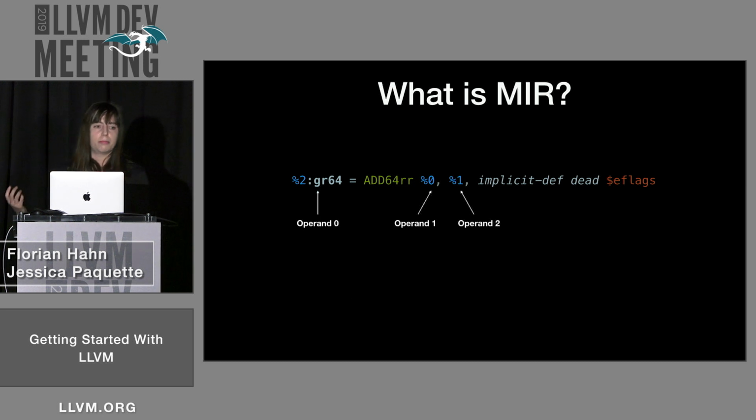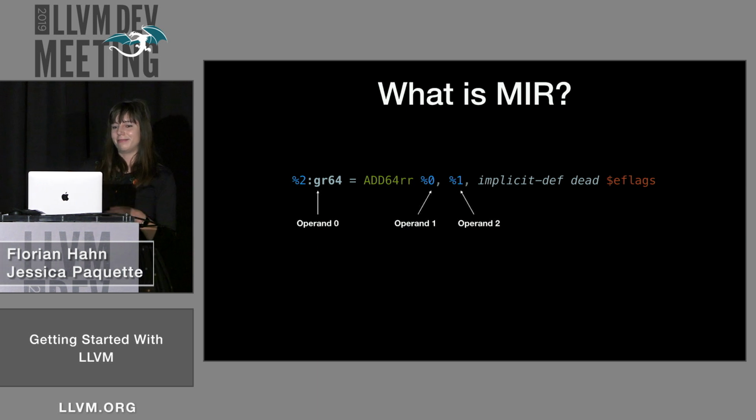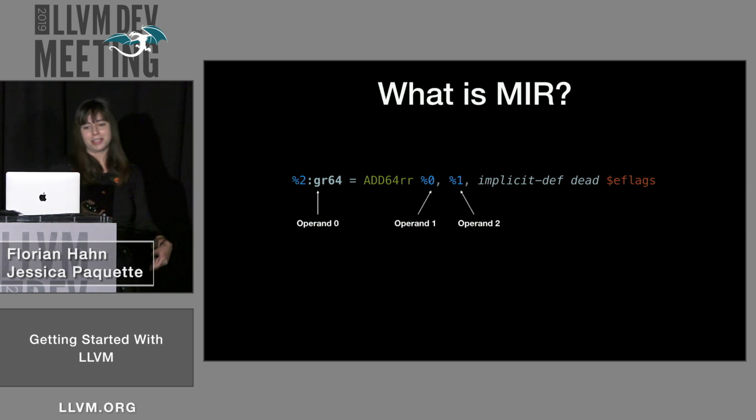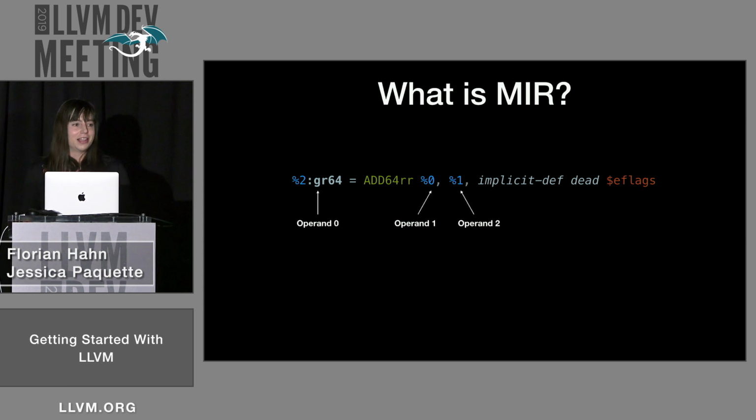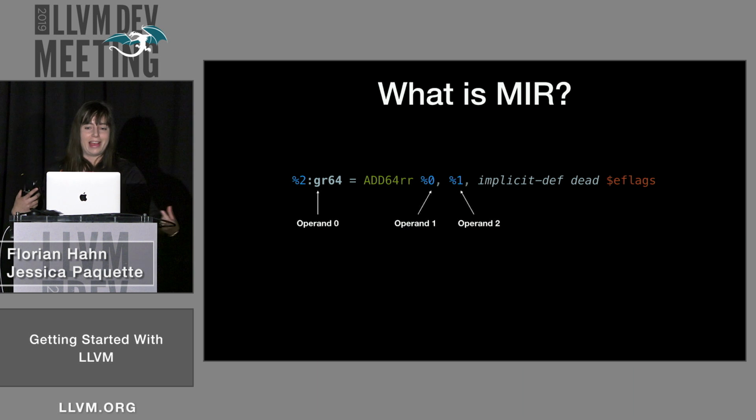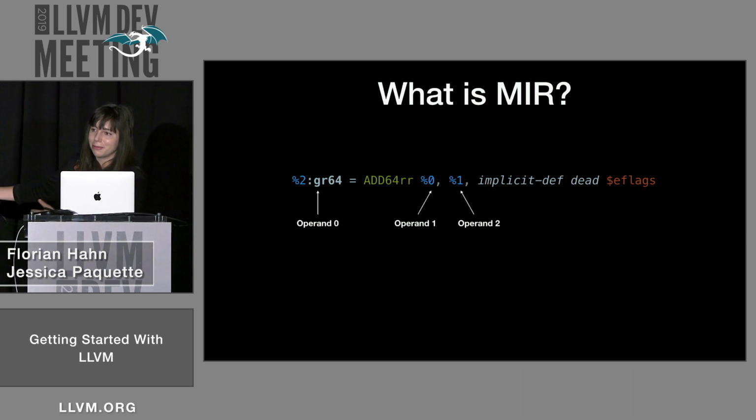Another thing I'd like to point out about MIR is each operand in a MIR instruction can be accessed by its index. In MIR, operands can mean what you expect, which is usually inputs, but they can also be the results of the instruction. Like in this case, operand 0 is actually the result of the add. So this is something to keep in mind when you're working on MIR.